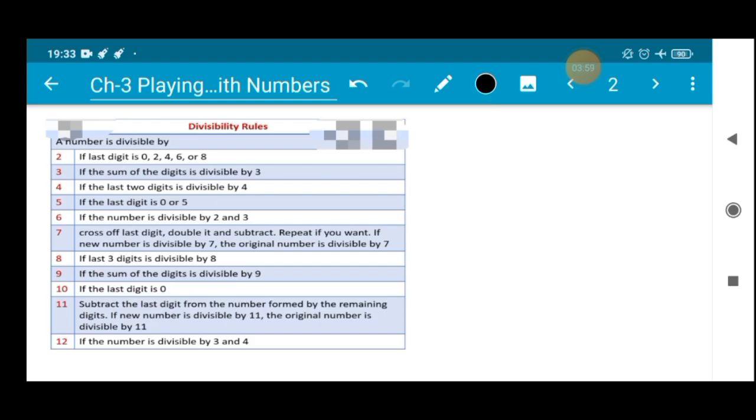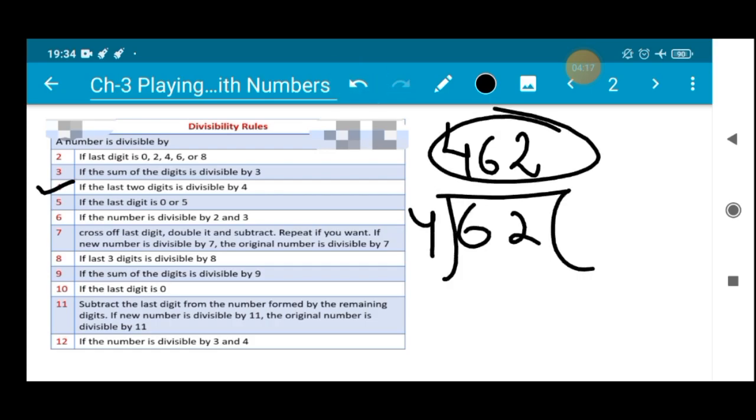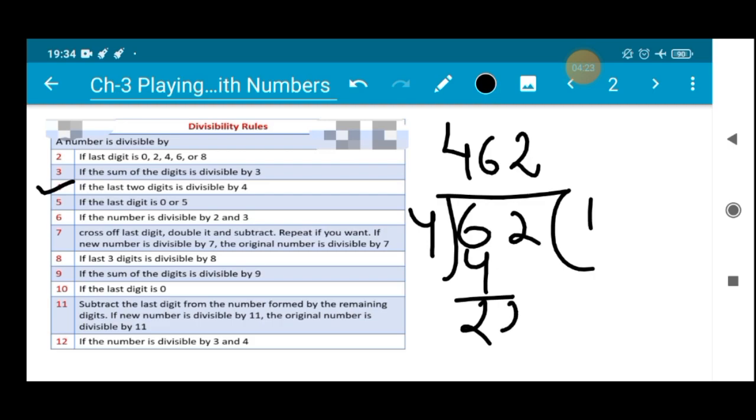Similarly, to check whether the number is divisible by 4 or not, we need to remember that if the last two digits are divisible by 4, then the whole number is divisible by 4. Say you have 462. The last two digits mean the ones and the tens position. If this 62 is divisible by 4, then the whole number will be divisible by 4. Let's check. 4 ones are 4, 6 minus 4 is 2. No, 4 cannot divide 62, so 462 will not be divided by 4.